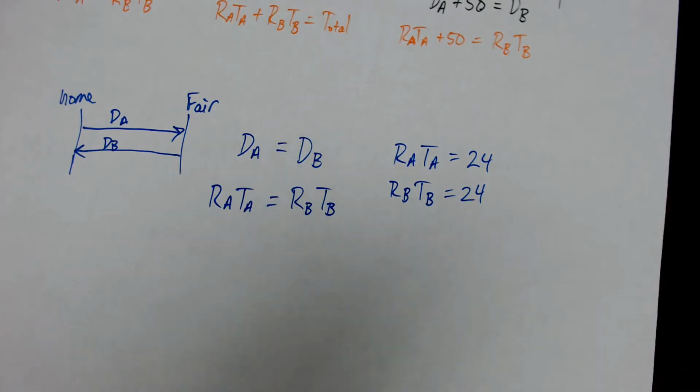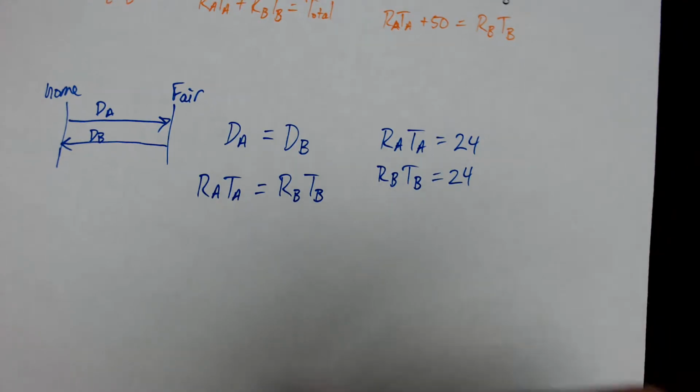Again, because distance equals rate times time. Now it says he stayed too long and he had to double his speed on the way back in order to get home, and if his total traveling time was 9 hours. So these are the other two tidbits of information that are going to help us out.